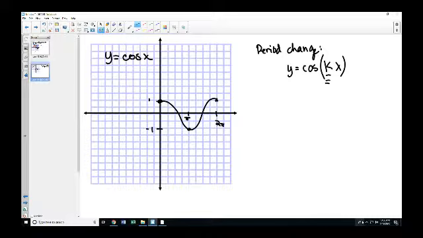Now it's just a little formula, and the period is 2 pi over whatever number that is in front of the x. We call it k. So if you get a number here, 2 pi over that number gives you the new period to graph that function under. The parent function's 2 pi, this would be a child.